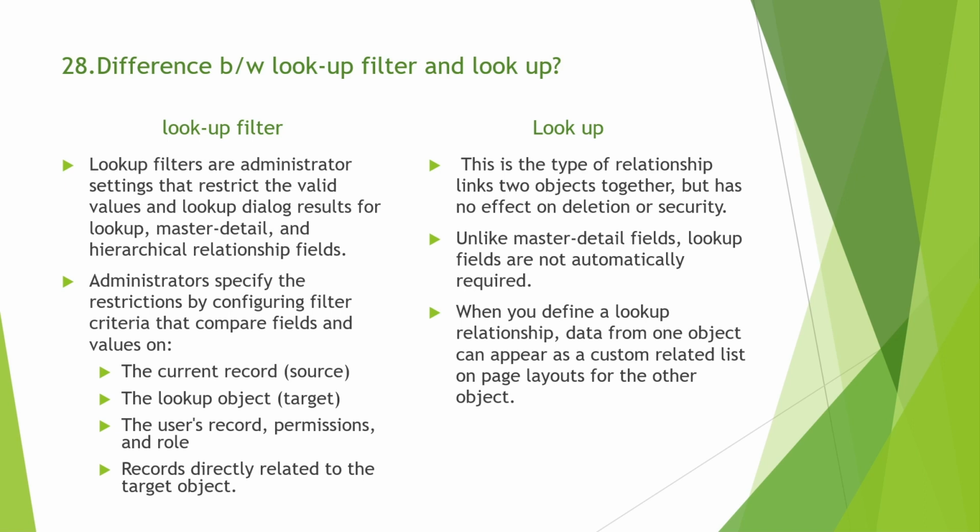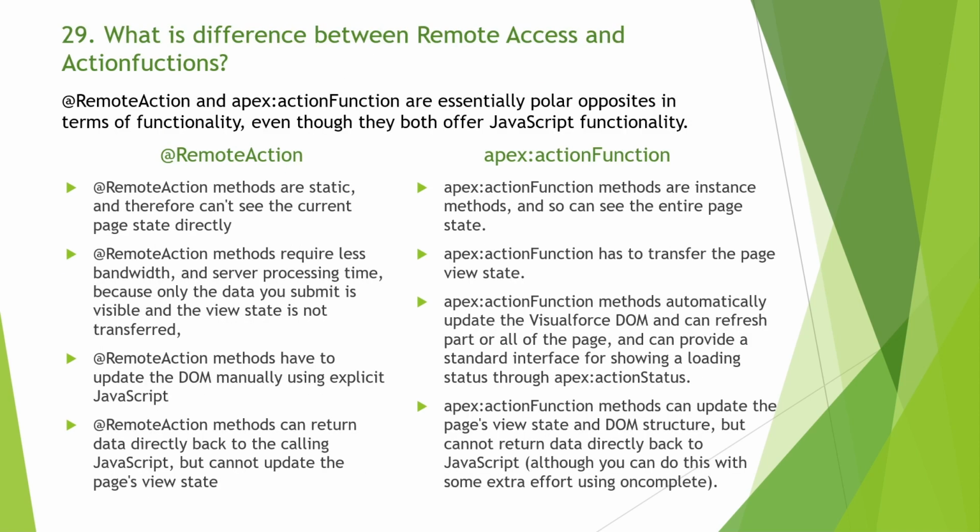Lookup: this is the type of relationship that links two objects together, but has no effect on deletion or security. Unlike master-detail fields, lookup fields are not automatically required. When you define a lookup relationship, data from one object can appear as a custom related list on page layouts for the other object.